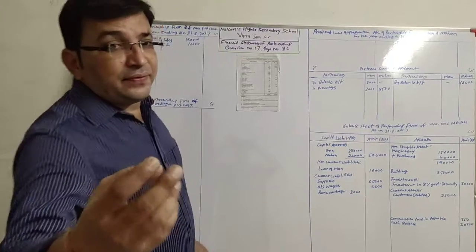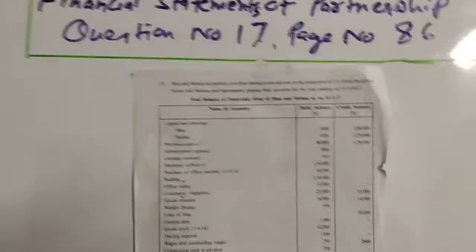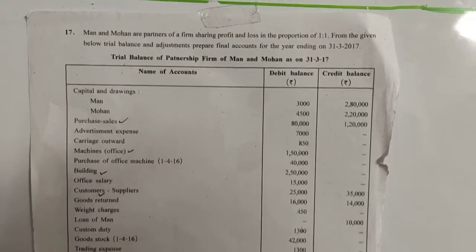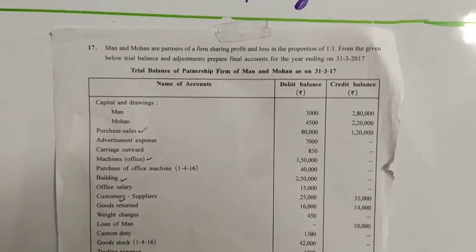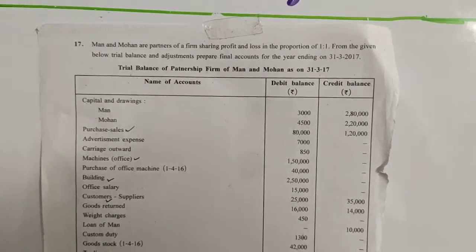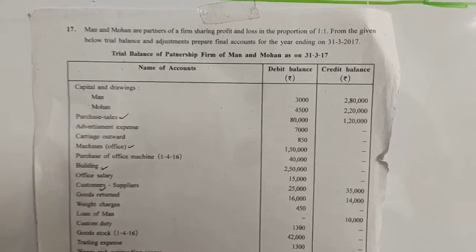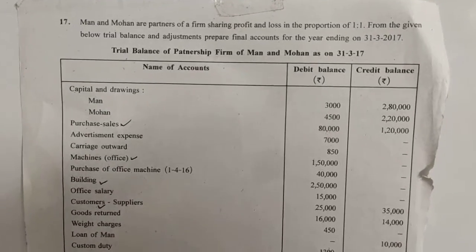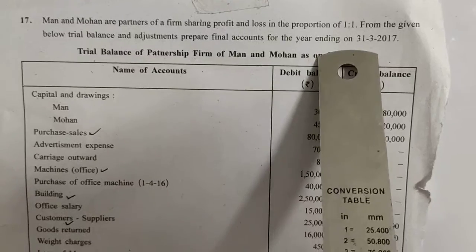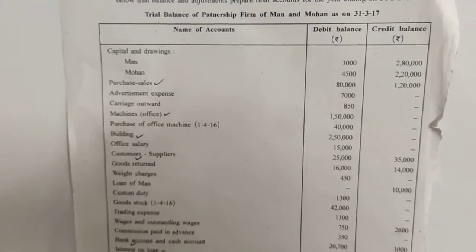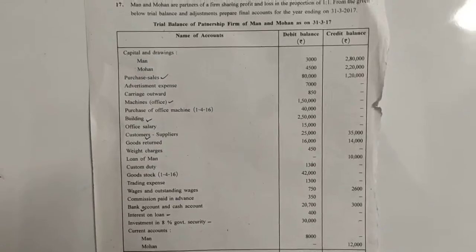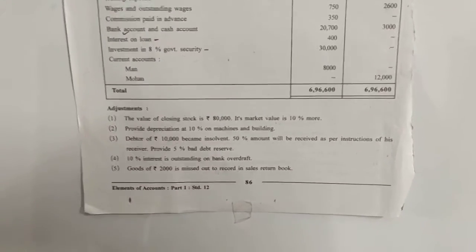Here the sum is: Man and Mohan are partners of a partnership firm sharing profit and loss in the proportion of 1:1. From the given trial balance and adjustment, prepare final accounts for the year ending 31/3/2017. This is the trial balance and then the adjustment.